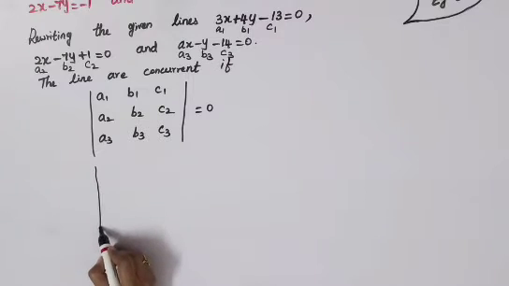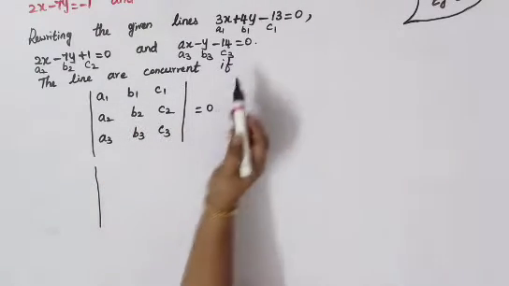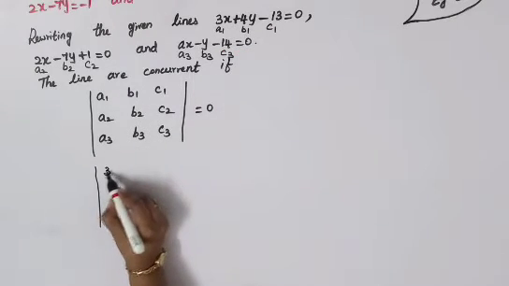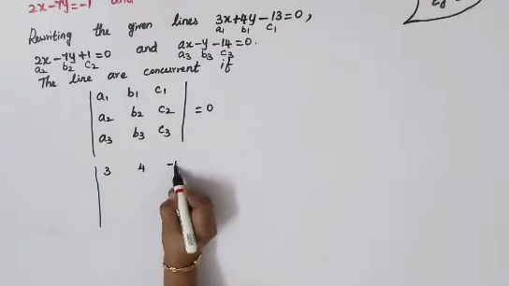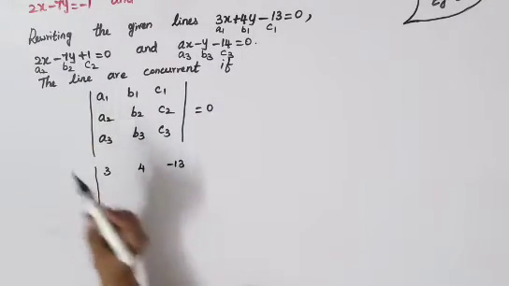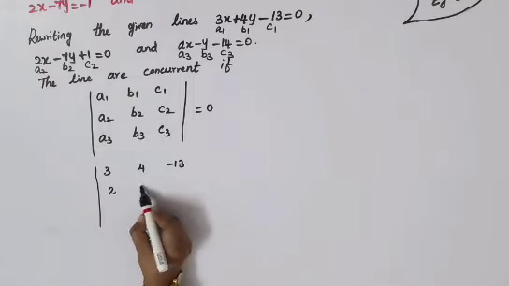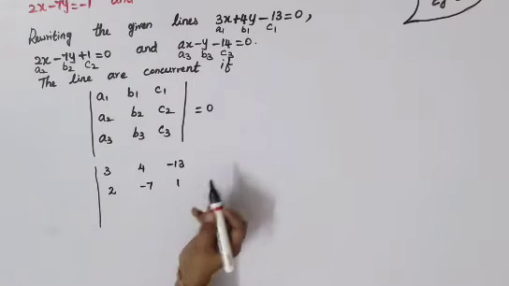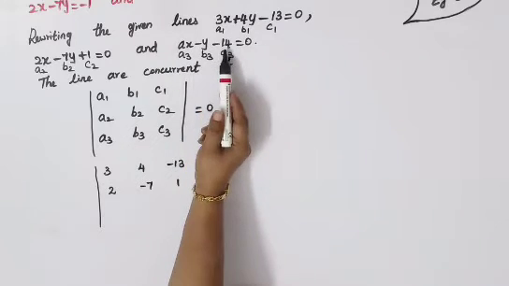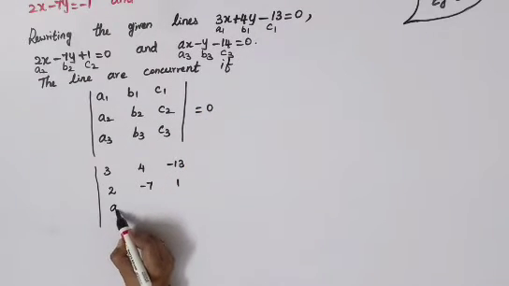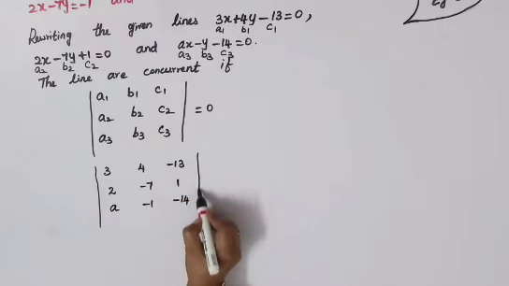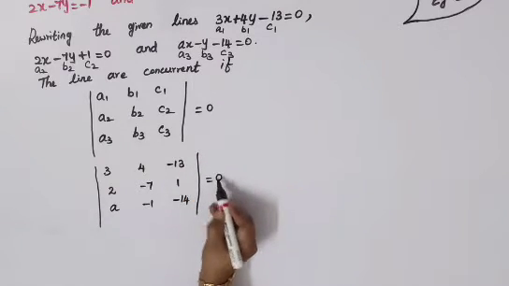Now just substitute all these values in your determinant. So your determinant is a1, b1, c1: here it is 3, 4, minus 13. The second is 2, minus 7, 1. And for your third line, a is only given, so a, minus 1, minus 14, which you can declare as equal to 0.